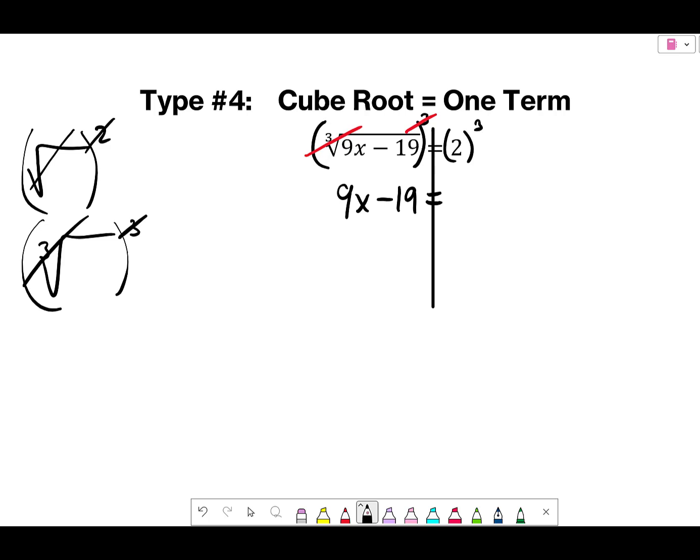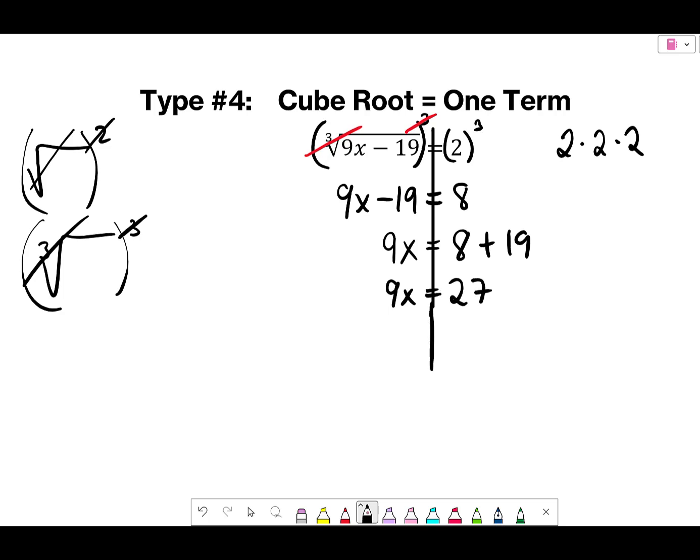And then we're going to simplify. 2 cubed is the same as 2 times 2 times 2, which is 8. And now we're going to solve as if it's Algebra 1. This is multiplication, opposite division, eliminate, and then simplify. So x equals 3.